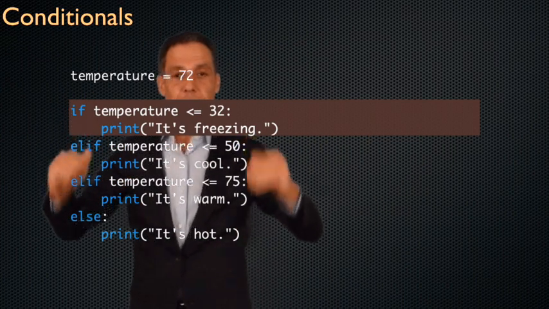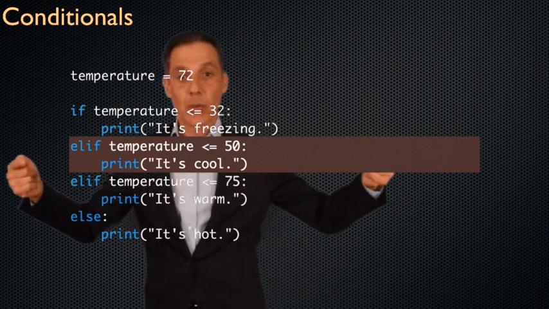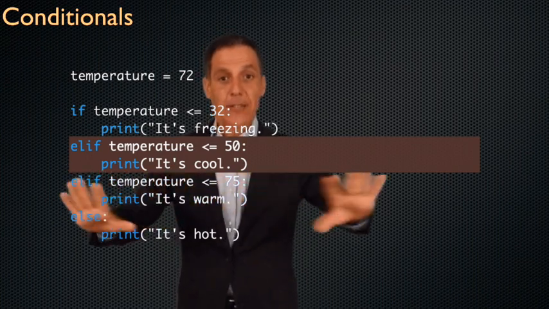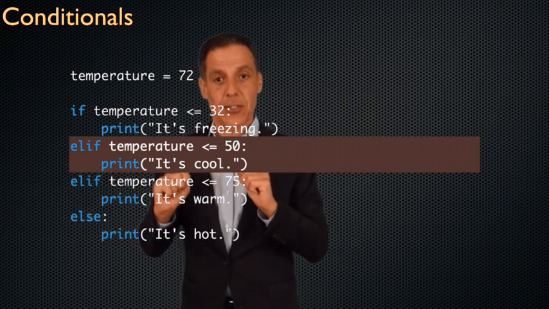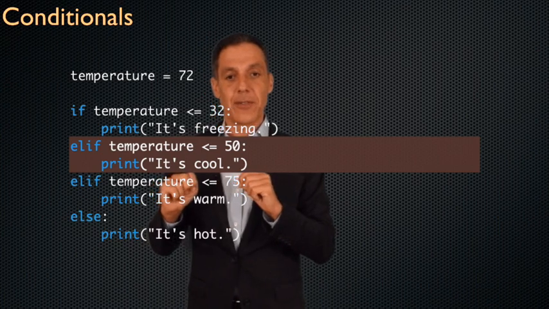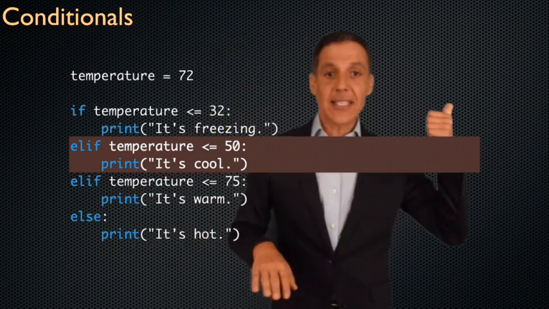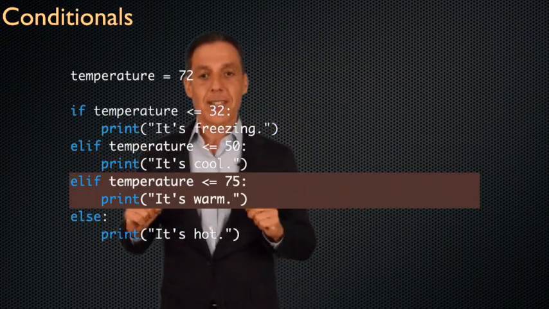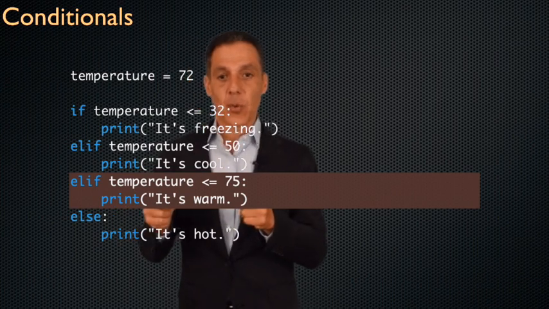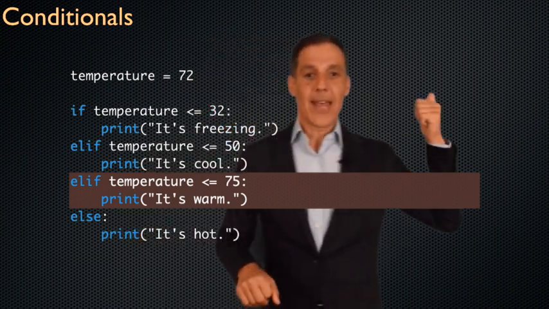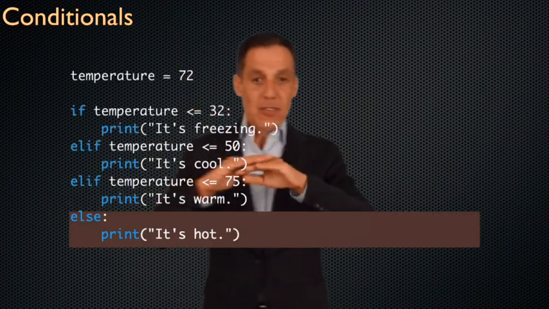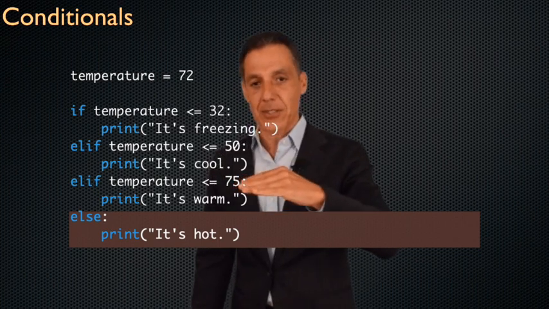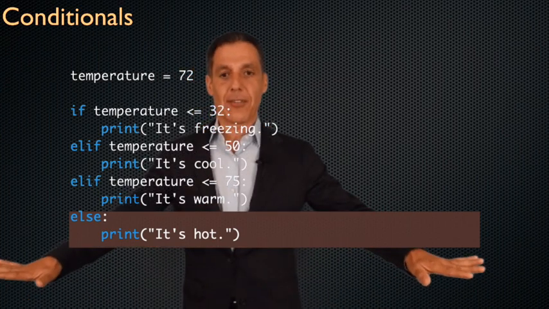This takes priority. However, if it's not true, then please come in and now, this isn't an else statement, so don't by default evaluate this conditional. Check if temperature is less than or equal to 50, and if it is, print it's cool, and then get out. You're done. And if it's not true, then go down to the next elif, check this one, if it is true, print it, and then get out. Finally, if none of these statements are true, if it's not less than or equal to 32, and it's not less than or equal to 50, and it's not less than or equal to 75, then just go ahead and do this. There's nothing to check.